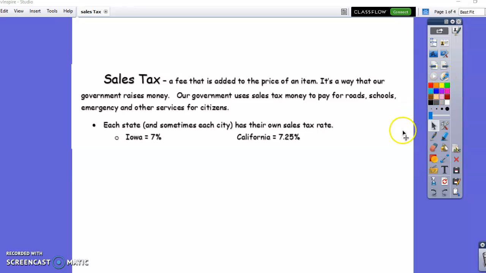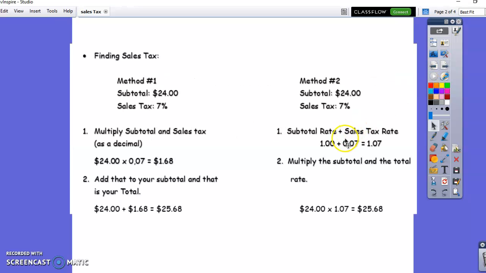And so today we're going to learn how to calculate that and figure out what our total bill is going to be. Now there's two ways that you can find your total bill, and so we're going to practice both so that you know how to solve it each way.